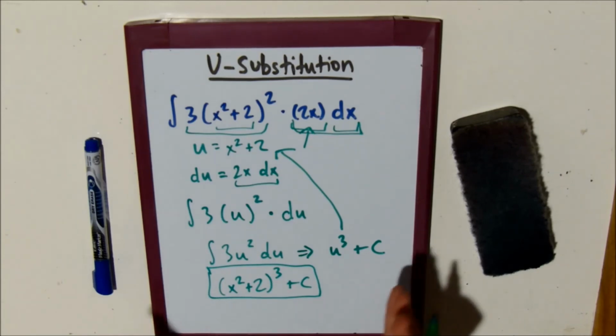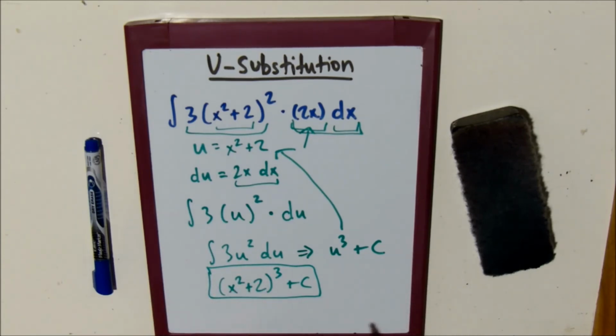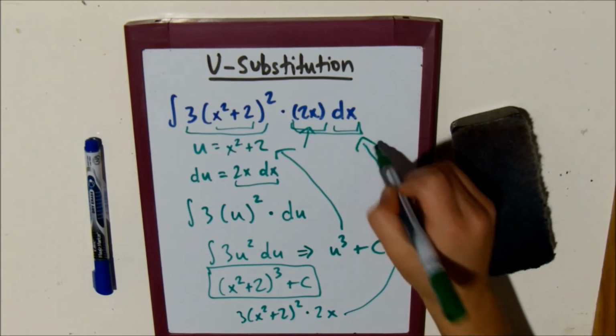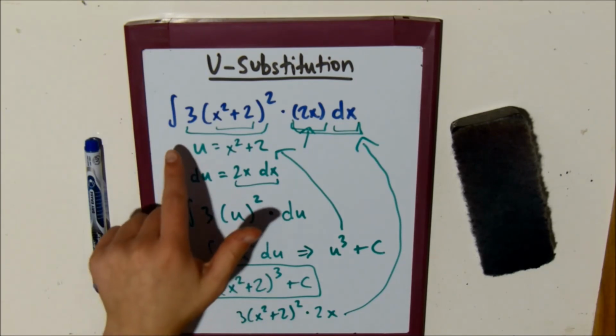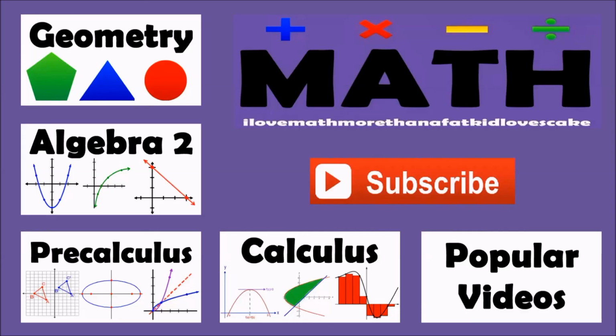Now, to double check, you can always just take the derivative of this. That's what I always used to do. So, 3 times (x squared plus 2) to the 3 minus 1, which is 2, and then times the derivative of the inside, which is 2x. And now you can see that this is the same thing as this, so you have correctly done U-substitution, and you have integrated this horrible mess.